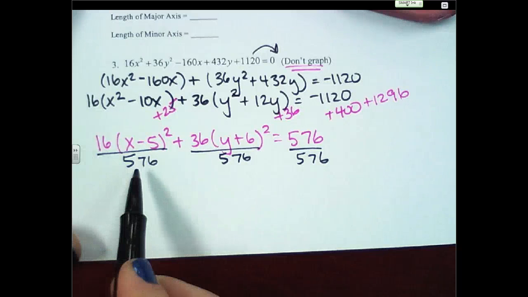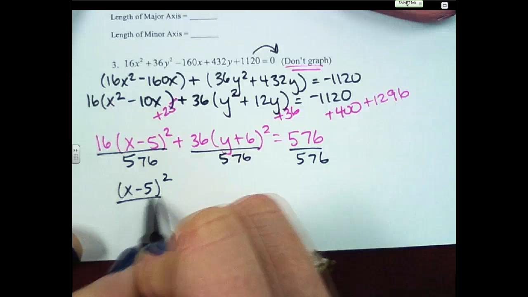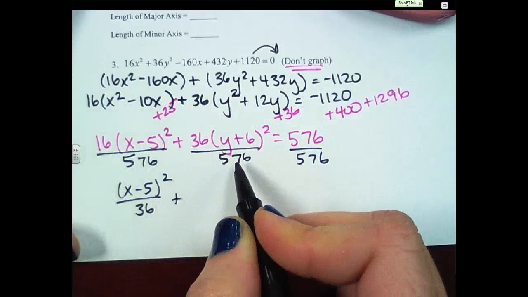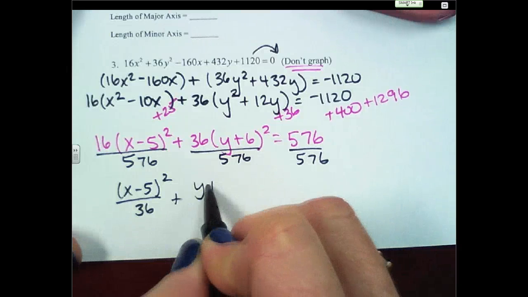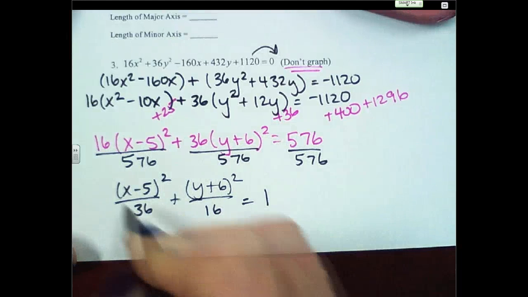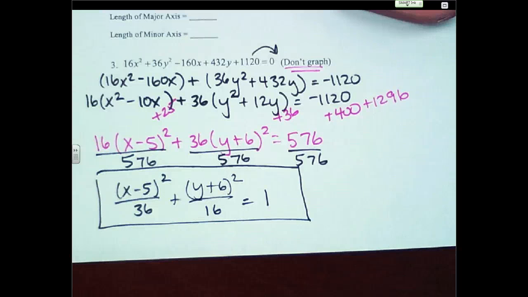So 16 divided by 576 gives me actually 36. 36 divided by 576 gives me 16. And there's your 1. That's your final answer. Which axis is major, guys? What's the major axis? X.